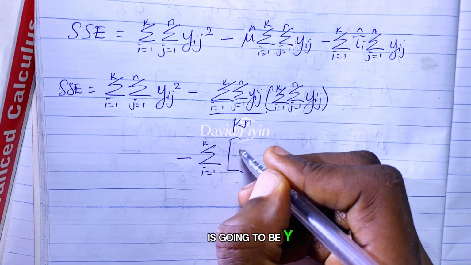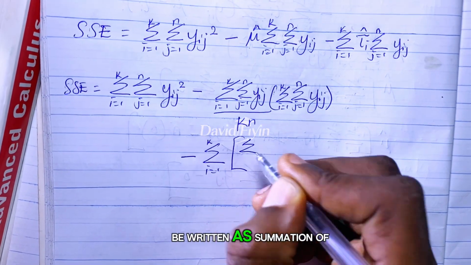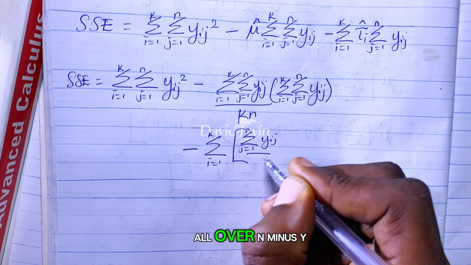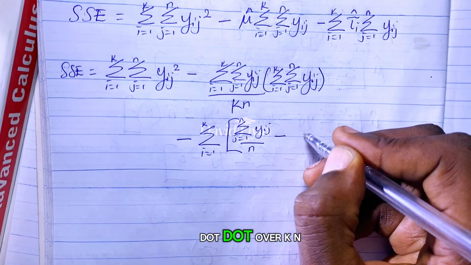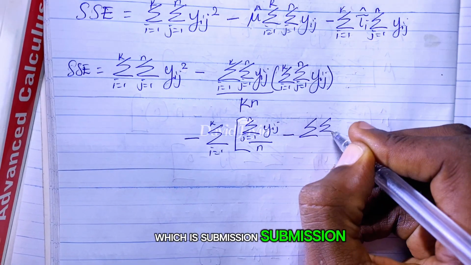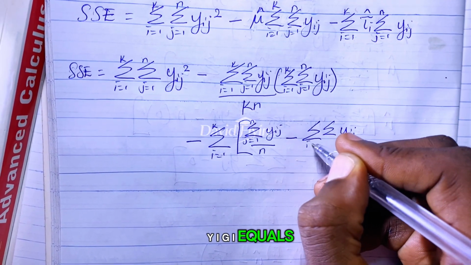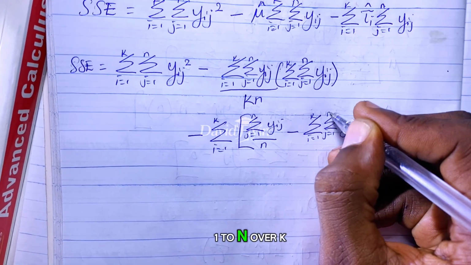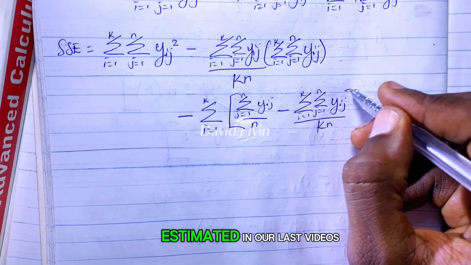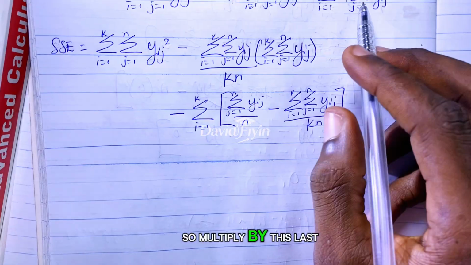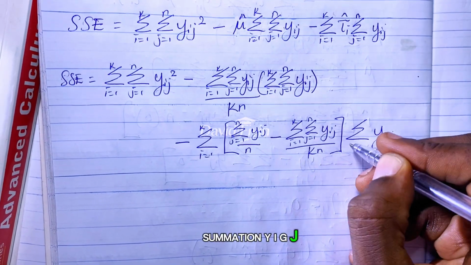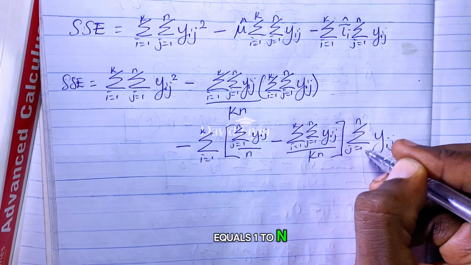is going to be y_i dot, and y_i dot can be written as summation of y_ij, j equals 1 to n, all over n, minus y dot dot over kn, and y dot dot over kn is the same thing as our grand mean, which is summation y_ij, i equals 1 to k, j equals 1 to n, all over kn. All these parameters have already been estimated in our last videos, so multiplied by this last expression beside it, summation y_ij, j equals 1 to n.